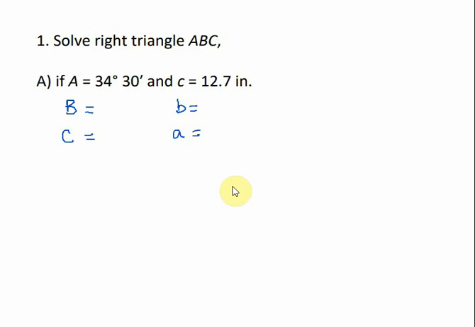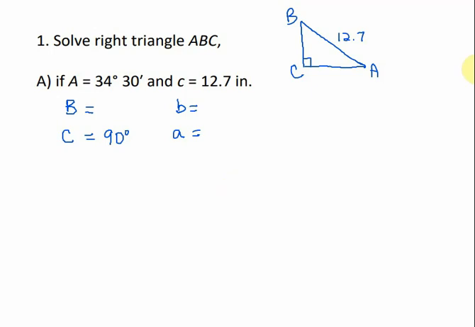All right. So to find these missing parts, if we were to sketch out this triangle, let's do it like this. We understand that the right angle is C, so we can go ahead and fill that in. We know that that's 90 degrees. And then we can say that this is A, and this is B. So side c, that's 12.7. And then we need to find the other missing parts.